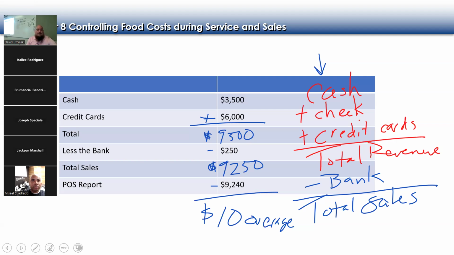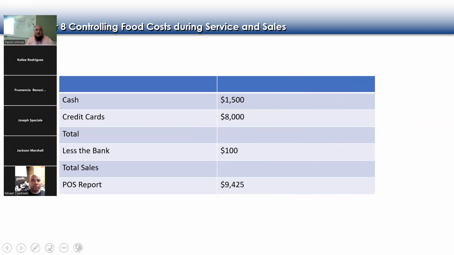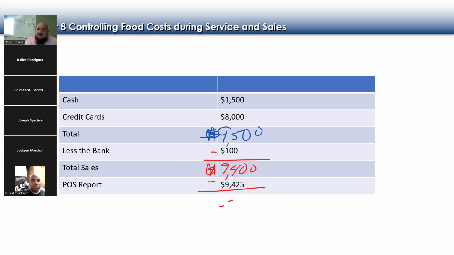Okay, so let's do the next example. 1,500 and 8,000. So we add those two numbers together and get 9,500 again. We subtract our bank, 9,400. That's the money that I actually have. And my point of sale says I should have 9,425. So when I subtract that, I get a negative 25, which means now I'm short $25.